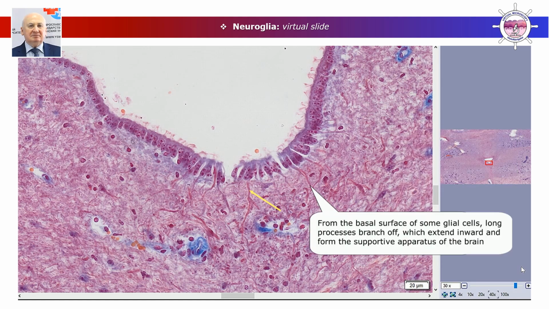From the basal surface of some glial cells, long processes branch off, which extend inward and form the supportive apparatus of the brain.